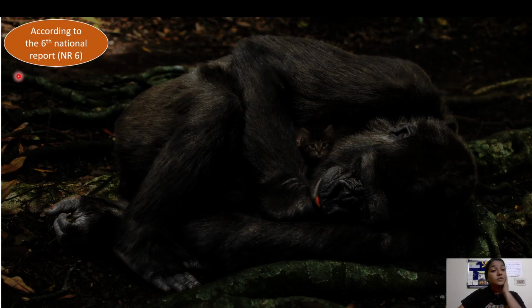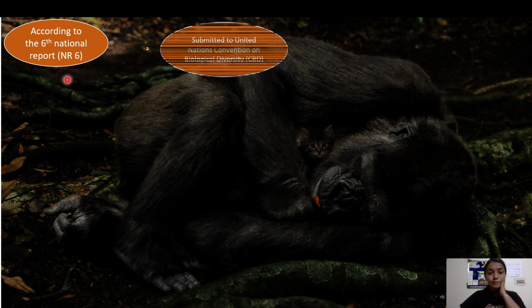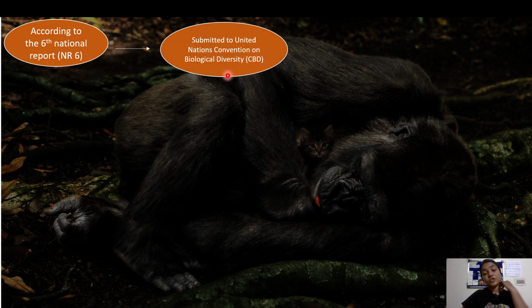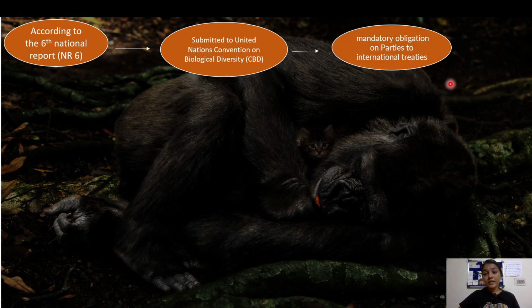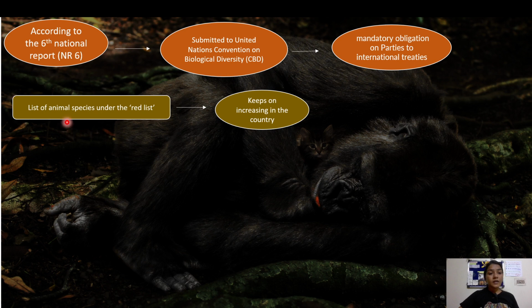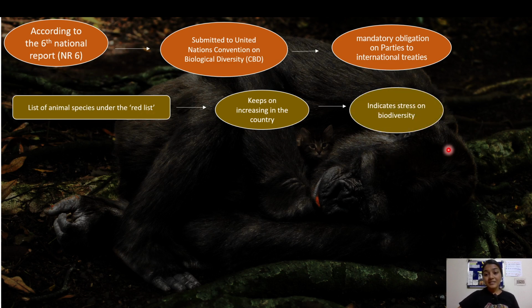Okay. So according to the 6th National Report NR6 submitted to the United Nations Convention on Biological Diversity CBD, the list of animals under the red list keeps on increasing in the country. So in our country, the list of threatened animals keeps on increasing. This indicates that there is a lot of stress on the biodiversity due to our activities like habitat fragmentation, habitat deterioration, forest cutting, right?